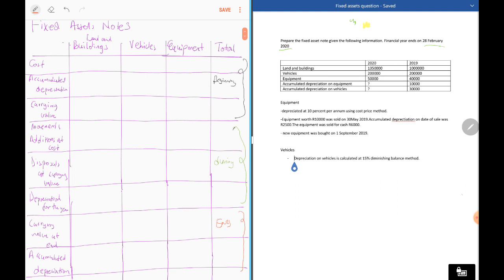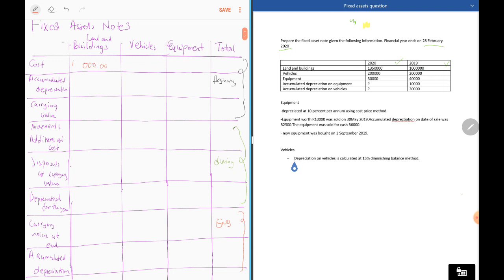Prepare fixed asset note given the full information. Financial year ends on 28 February 2020. So we have land and buildings. This is for 2019, at the end of 2019, right? And this is at the end of 2020. These are balances at the end, guys, right? So for land and buildings, we have 1 million at the beginning.